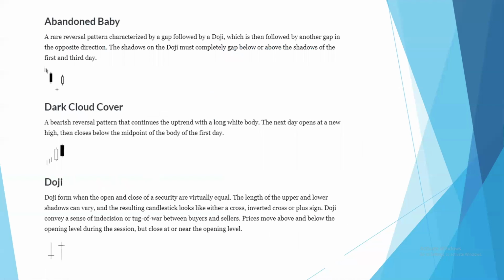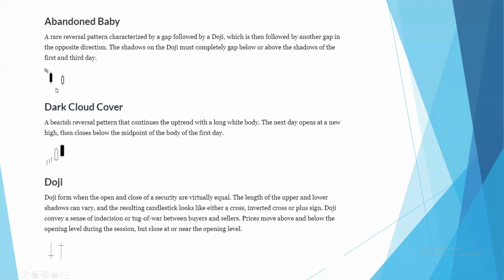Now, you guys can see there are a few other candles. We have the Abandoned Baby, right? A rare reversal characterized by a gap following a doji, which is then followed by another gap in the opposite direction. The shadows on the doji must be completely gapped below or above the shadows of the first and third day. So why do they call it the Abandoned Baby? Because everything's close, close, close. Gaps down, doji, gaps up. You're kind of leaving the Doji Star down there. But again, what's the thing we have to understand? It's just a Doji Star.